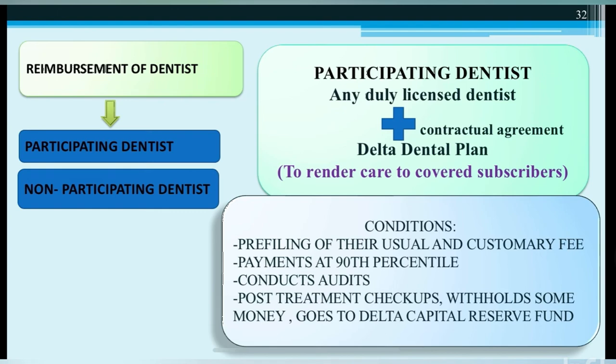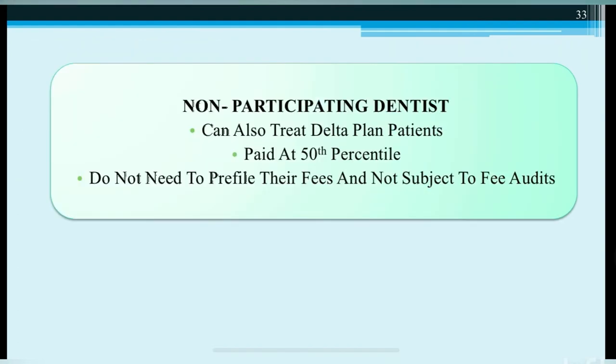Okay. And they will be paid basically at the 90th percentile. I'll be telling about this 90th percentile in my further slides. Coming to the next, that is non-participating dentists. They can also treat the Delta Dental Plan patients, but they will be paid at the 50th percentile.